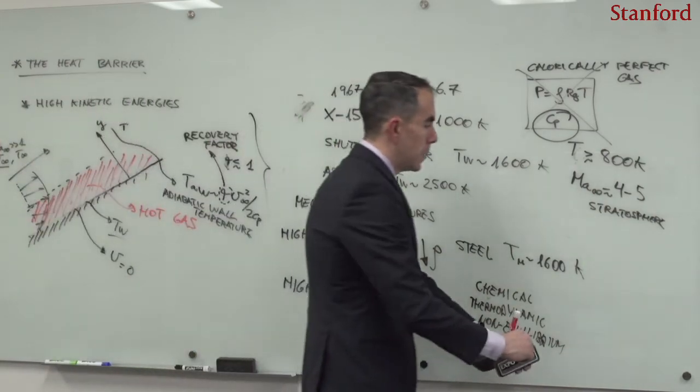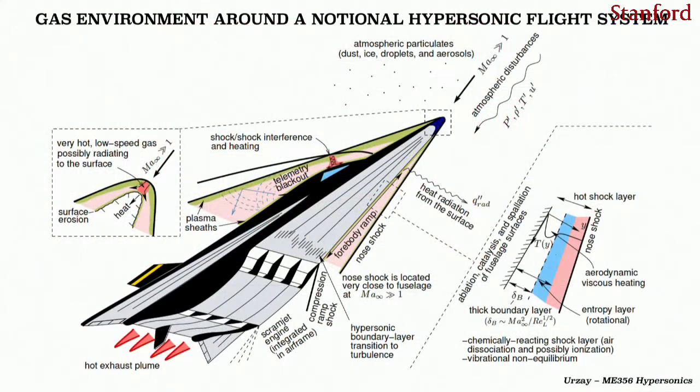So, well, let me summarize how a hypersonic flight system looks by looking at this picture here that you have in the slides. This picture provides a sketch of the gas environment around a hypersonic flight system. So you have here, for instance, a hypersonic flight system that is powered by a scramjet. Then that hypersonic flight system is flying through the atmosphere, and it may encounter particles, like for instance dust, ice, droplets, or aerosols. Those particles at such high speeds can actually impact on the fuselage or on the ablator and can destroy the fuselage. So that's also an important point to take into account in hypersonics.